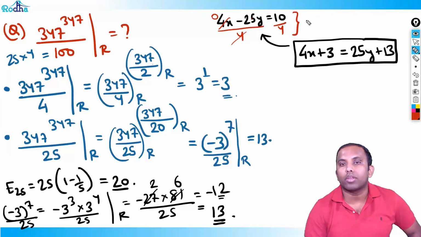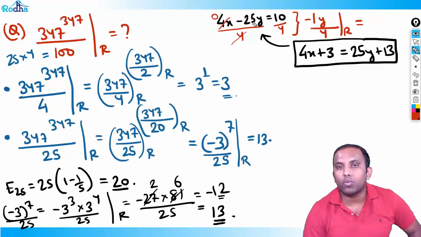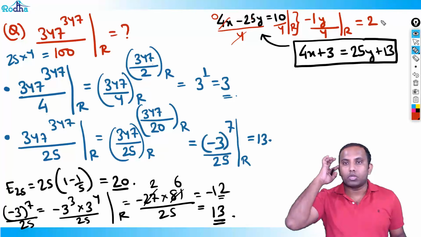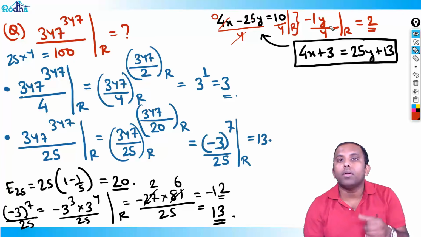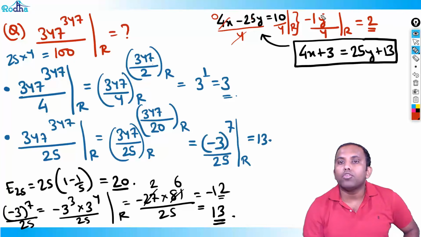So it is minus 1 into y by 4. What is the remainder we are getting on the right? 10 by 4 remainder is 2. If the positive remainder is 2 and the denominator is 4, then the negative remainder is minus 2. So what is the value of y? y should be 2 to get minus 2 in the numerator.